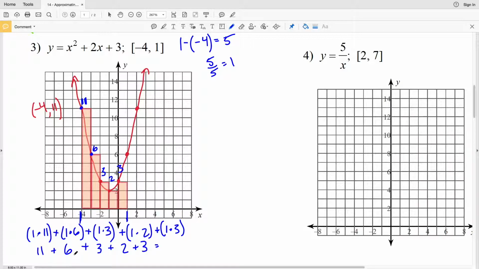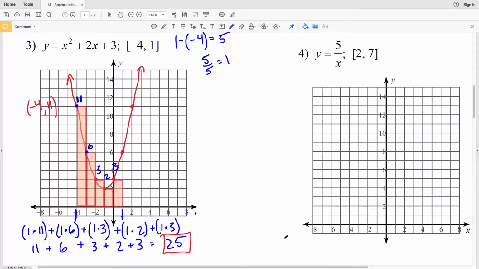11 plus 6 is 17. 17 plus 3 is 20, 20 plus 2 is 22, and 22 plus 3 is 25. So I have an area of 25 units squared for number 3.